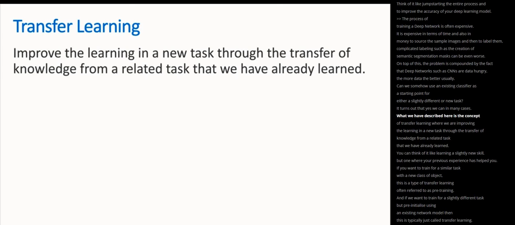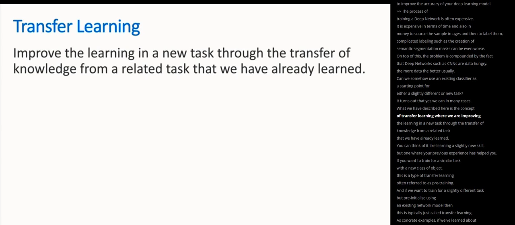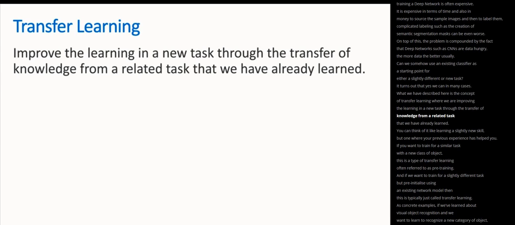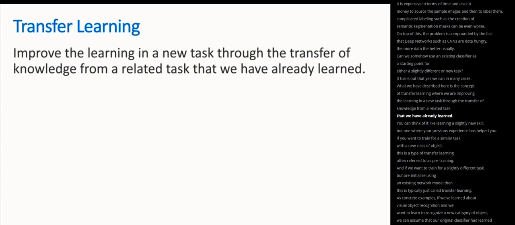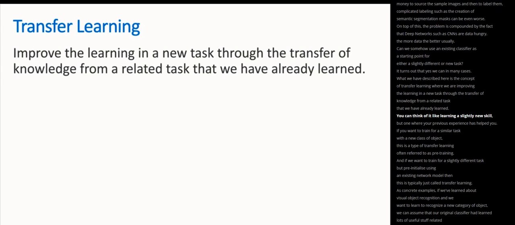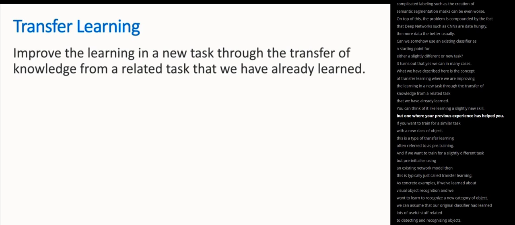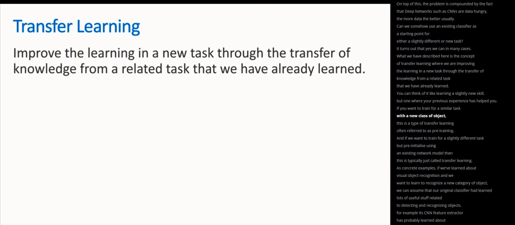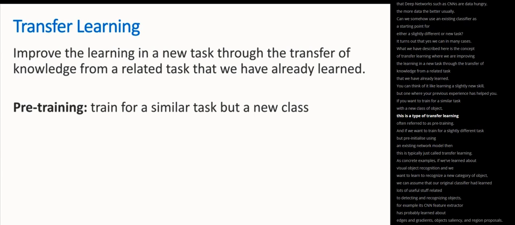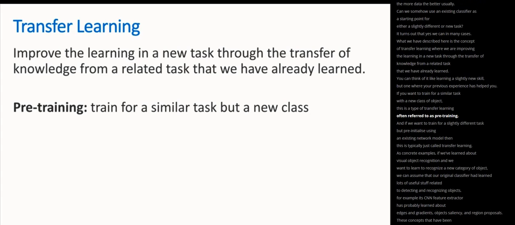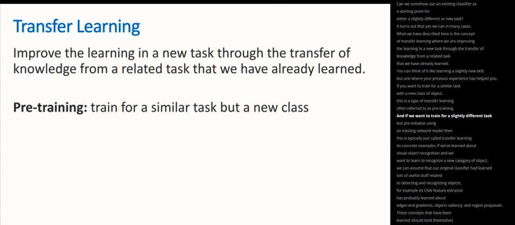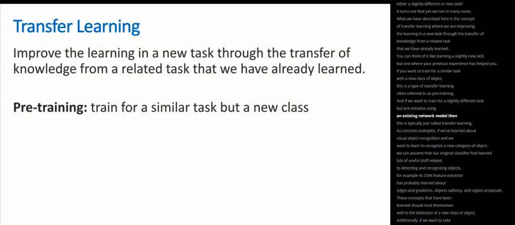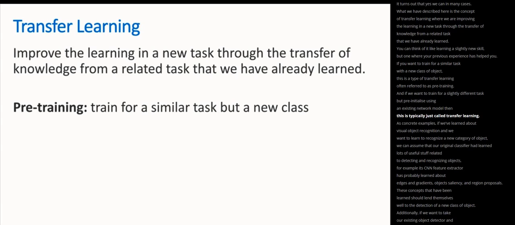What we have described here is the concept of transfer learning, where we are improving the learning in a new task through the transfer of knowledge from a related task that we have already learned. You can think of it like learning a slightly new skill, but one where your previous experience has helped you. If you want to train for a similar task, but a new class of object, this is the type of transfer learning often referred to as pre-training. And if we want to train for a slightly different task, but pre-initialize using an existing network model, then this is typically just called transfer learning.